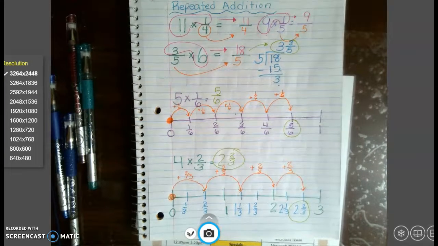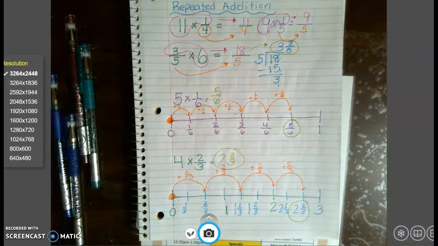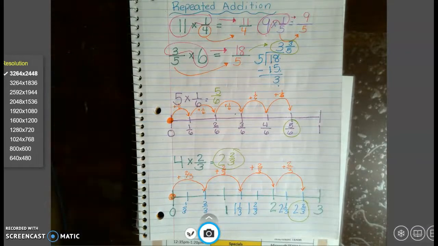Okay, we're going to practice with a Nearpod. Keep this handy, and I also have this loaded up into our math notebook in Teams if you need to look back at it, or you can look back at the one that you just did.